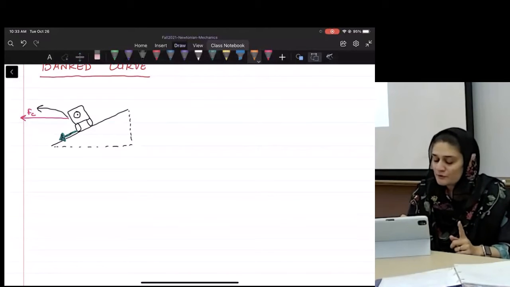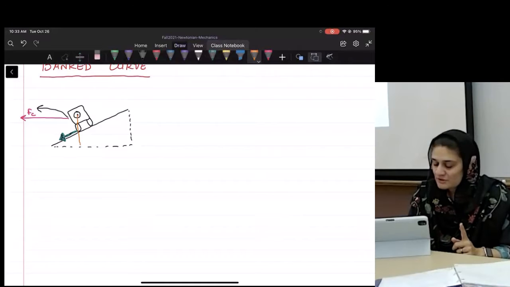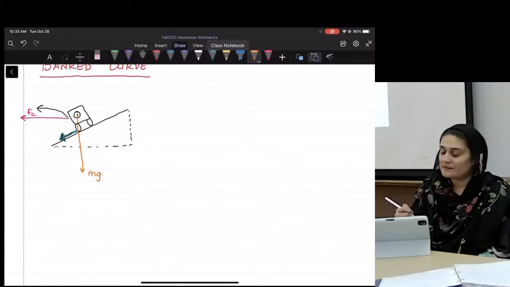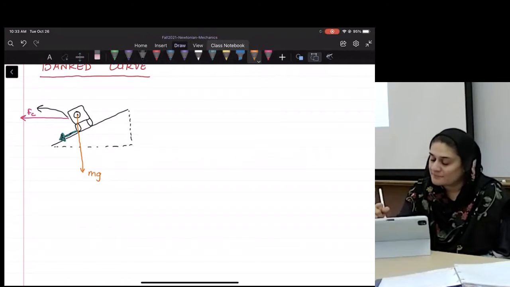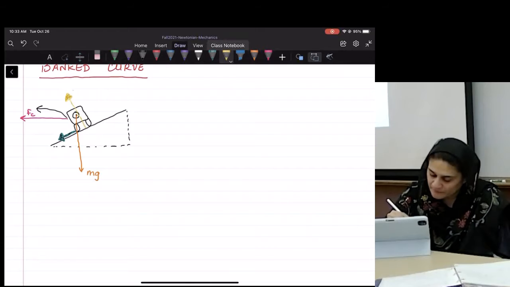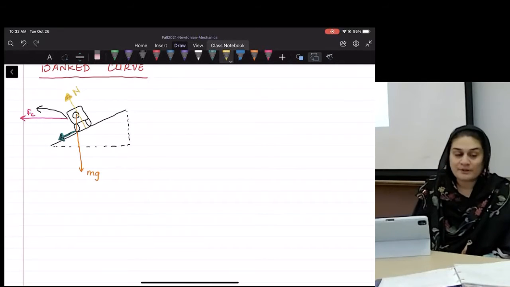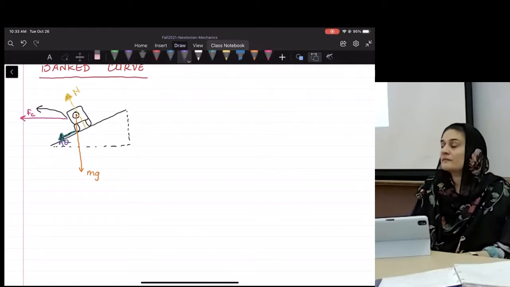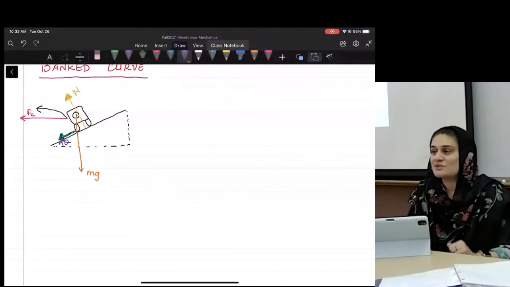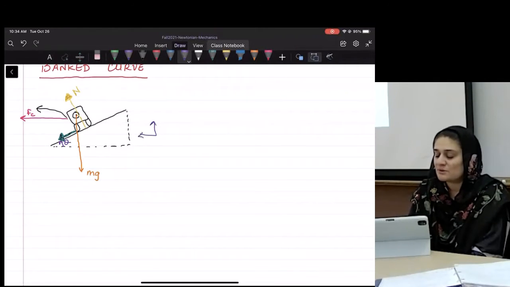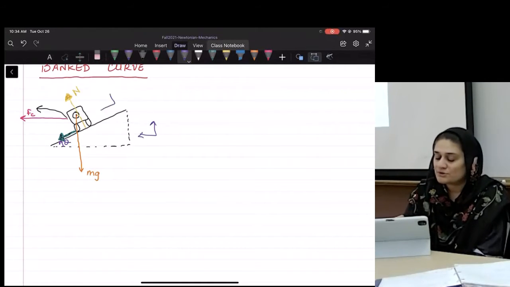And then there's one force that always acts, which is the weight, gravity. And then there's another force that always acts because the car is sitting. Goes up. Now we have a choice. And suppose this angle is theta. What do you want to use as your coordinate system? You have two choices. You can either choose this one to be your coordinate system, or you can choose this one to be your coordinate system.